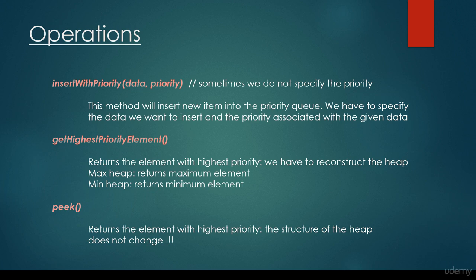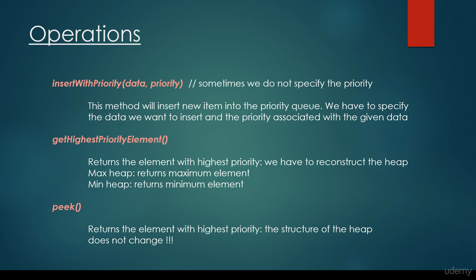What about the operations? We are able to make some operations with the help of priority queues. We have the insert with priority method with the data, and of course we have to specify the priority. Sometimes we do not specify the priority, as we have discussed, for example for integers, because the value of the integer can define the priority as well. This method will insert a new item into the priority queue. We have to specify the data we would like to insert and the priority associated with that given data.